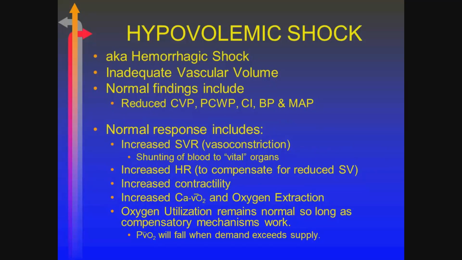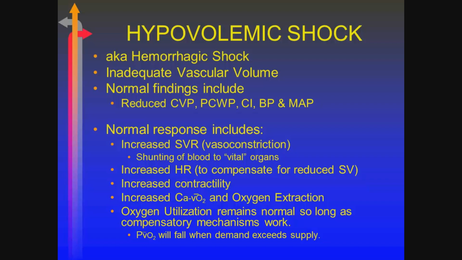So again, hypovolemic shock is loss of volume, hemorrhagic shock. This is what we end up finding if we look at that process. You have a reduction in preload. So CVP, wedge pressure are reduced. Because preload is reduced, I end up having a reduction in cardiac output, cardiac index, blood pressure, mean arterial pressure.